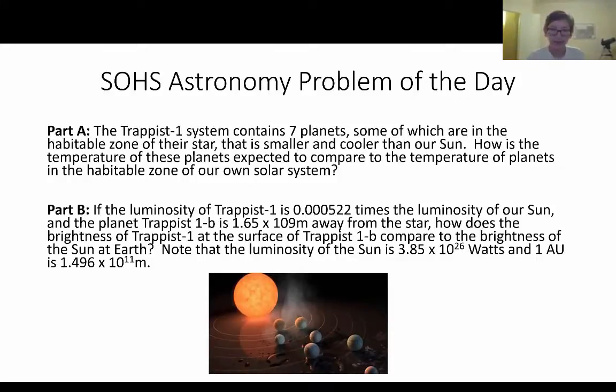And the second part of this question, which is quantitative, says that if the luminosity of the TRAPPIST-1 system is 0.000522 times the luminosity of our Sun, and the planet TRAPPIST-1b is 1.65 times 10 to the 9 meters away from the star, how does the brightness of TRAPPIST-1 at the surface of TRAPPIST-1b compare to the brightness of the Sun at Earth? And it also gives us numbers about the luminosity of the Sun and the distance from Earth to the Sun.